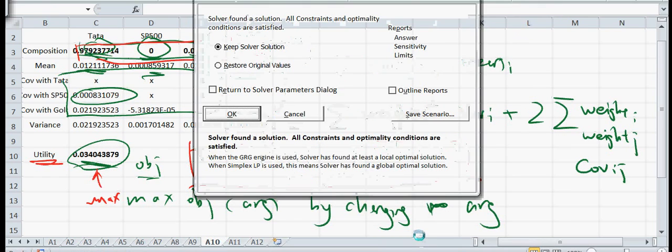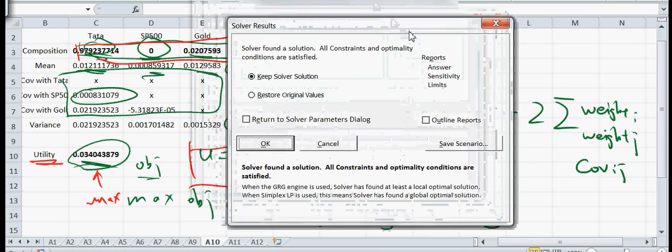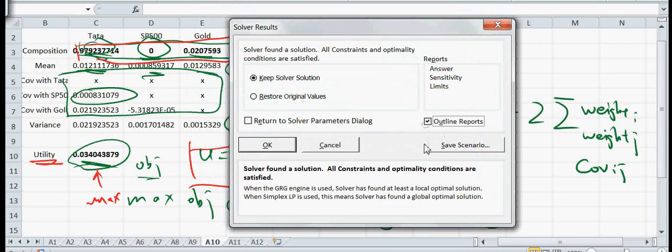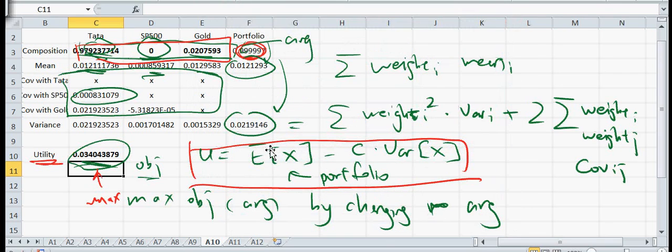And then if you want a sensitivity report, by the way, you just click this and click OK here. Then what you see is these three numbers are changed. It's actually very messy, but you can see that this and this number is changed. So what it means, this portfolio will consist mainly of the Tata stock and some gold, but no S&P.